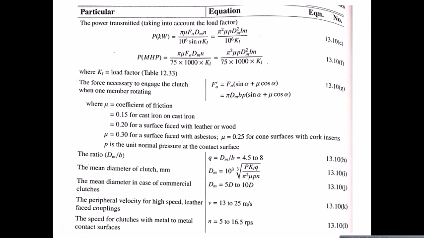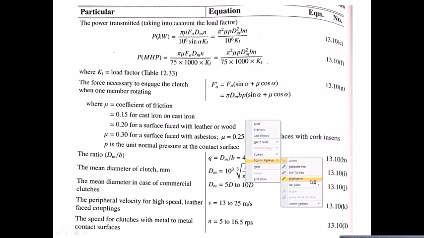Now p is the unit normal pressure at the contact surfaces. The ratio of the width of the cone to the mean diameter, noted as dm by b, you can take in the range from 4.5 to 8. That is equation number 13.10H. The mean diameter of the clutch based on the power transmission as well as the load factor, you can refer to equation number 13.10I. Mean diameter in the case of commercial clutches, dm equal to 5d to 10d. That is equation number 13.10J.